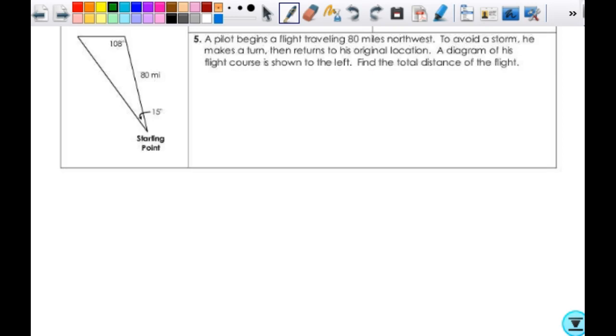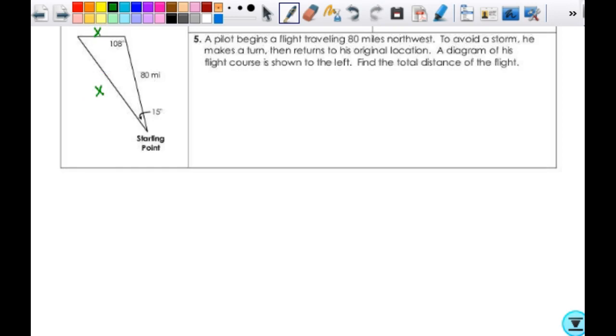So right now, we're not having to draw the picture of the flight plans, but we are going to have to eventually do that. So he starts here, and then goes here, makes a turn, and then he comes back. All right, so all we're really looking for, it says find the total distance of the flight. So we have to find both of these pieces, and then we have to add it up. So I'm going to label the side lengths, since they're not labeled with anything. I'm going to call them x and y, so that I can have something to look at.